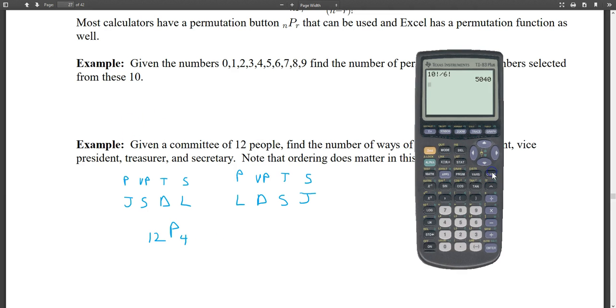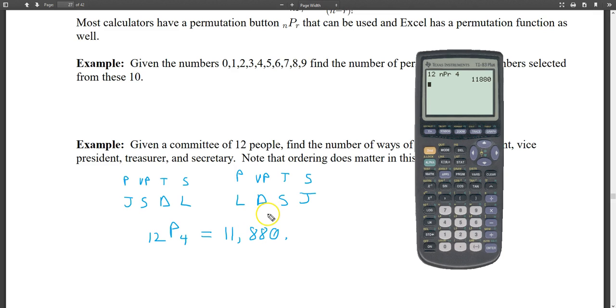Let's just evaluate 12P4. On a TI calculator, we go to Math, over to Probability, and nPr is number 2, and then 4. And there we go, 11,880. So that's our answer. So 12P4 is 11,880, and that's how many possible ways we would have of selecting a president, vice president, treasurer, and secretary from these 12 people.